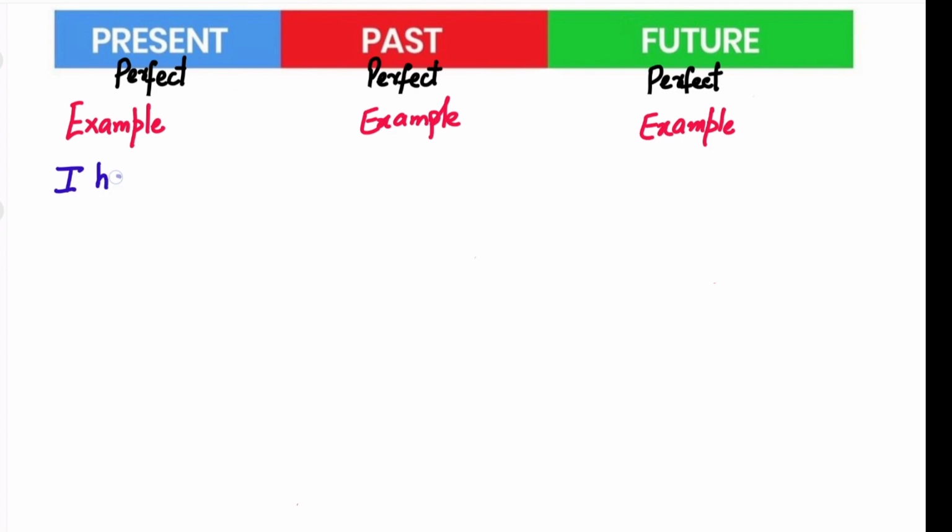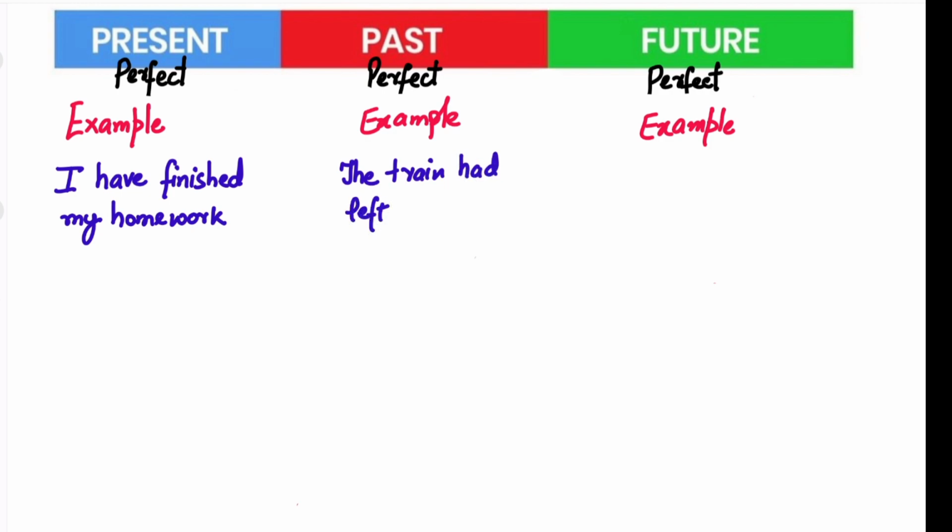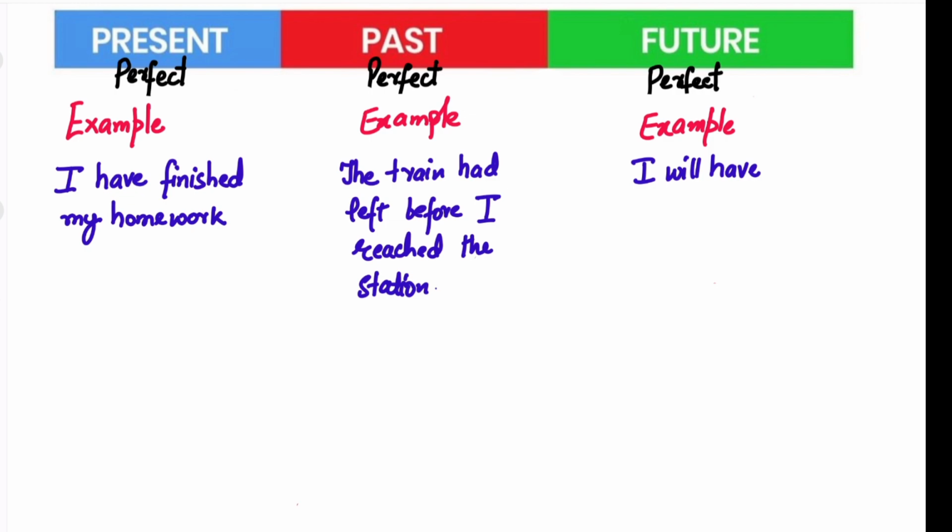Let's see some more examples. I have finished my homework. The train had left before I reached the station. The train had left is past perfect tense. I reached the station is past simple tense. Future perfect. I will have finished my work by 5 p.m.